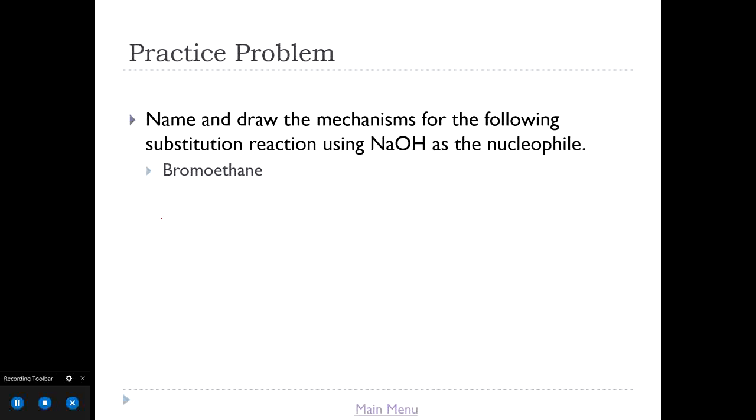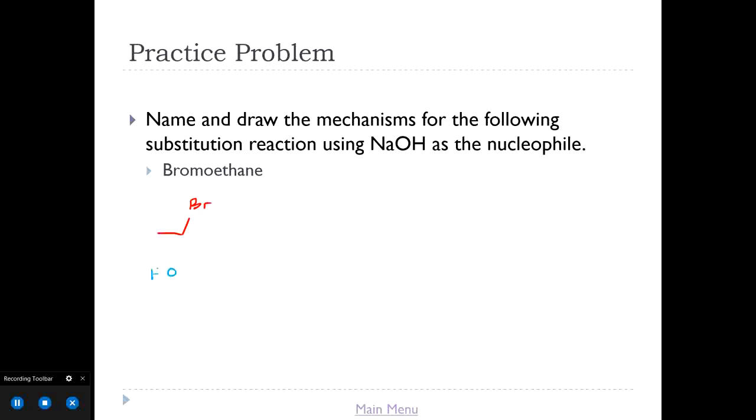So the first one: name and draw the mechanisms for the following substitution reactions using NaOH as the nucleophile. So we have bromoethane. We have 2 carbons because it's ethane with a bromine off one of them. I'm just going to draw the skeletal structures for these. So we have our bromoethane. This is a primary halogenoalkane, it's only attached to one other carbon.